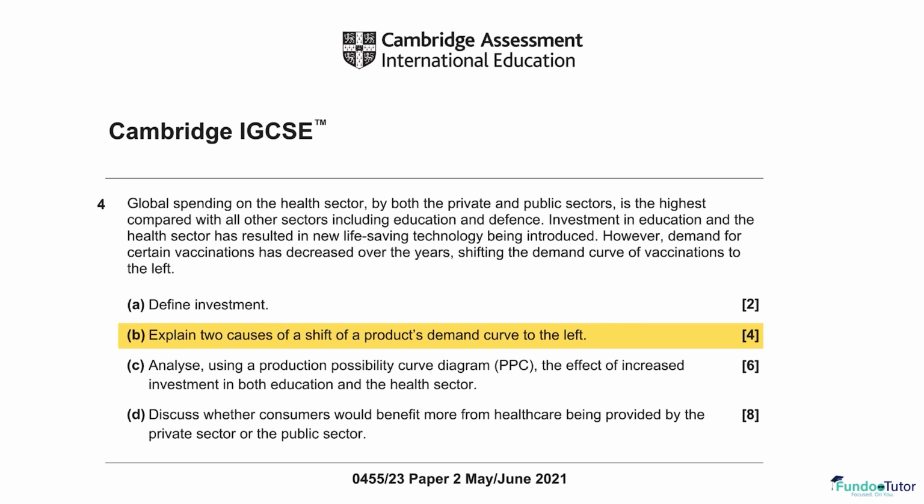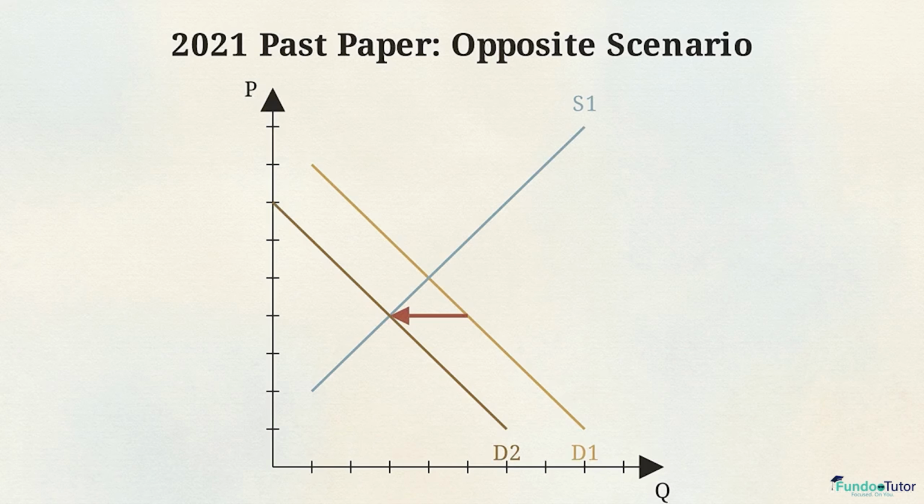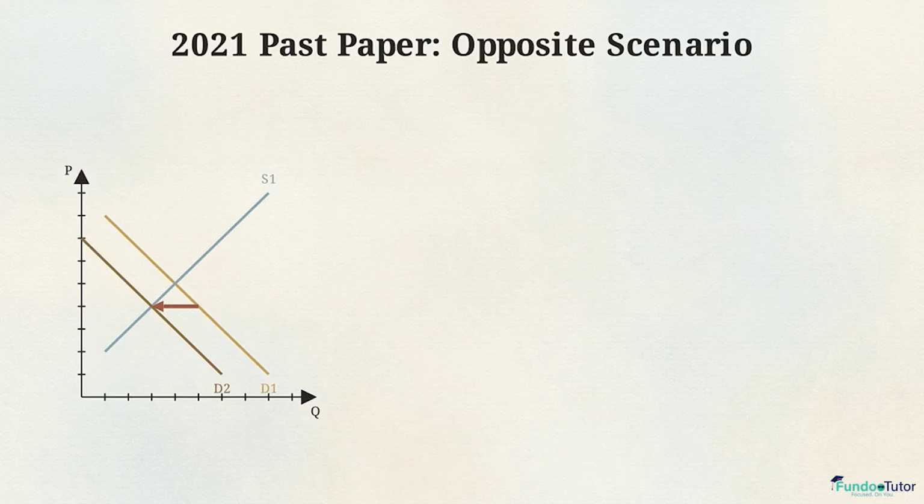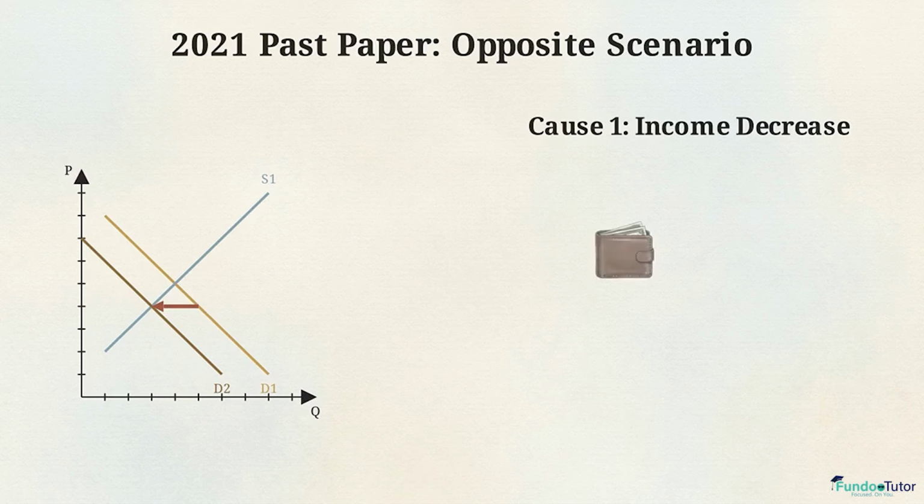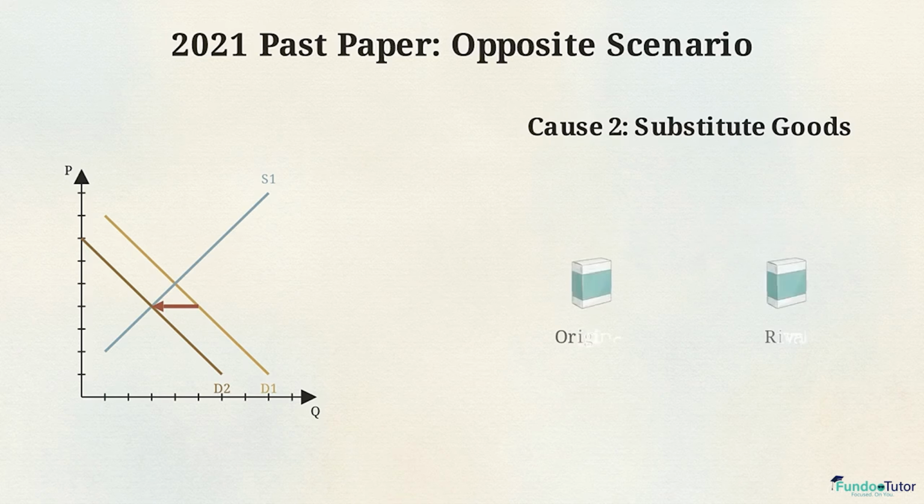The 2021 paper tests the exact opposite scenario for 4 marks. If a product's demand curve shifts to the left, destroying market demand, what are 2 non-price factors that could cause it? First cause, a decrease in consumer income. When wages fall across an economy, purchasing power drops, and consumers simply cannot afford as many normal goods at their current price. Second cause, a decrease in the price of substitute goods. If a rival product suddenly becomes cheaper, buyers will switch to the alternative, stripping demand away from your original product.